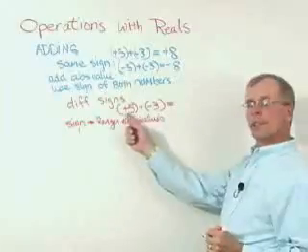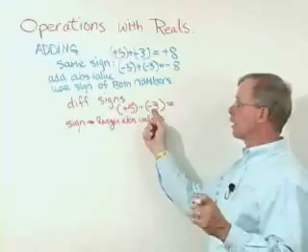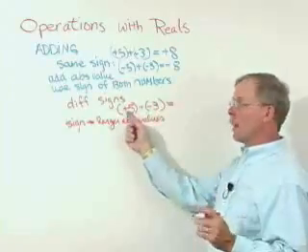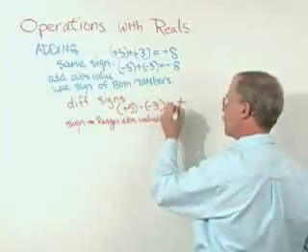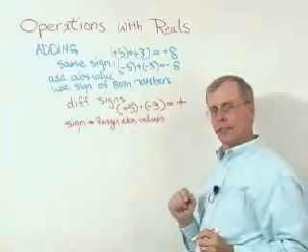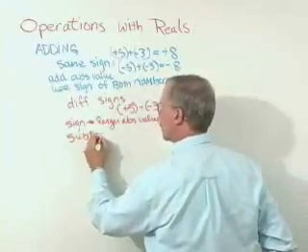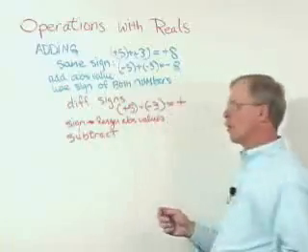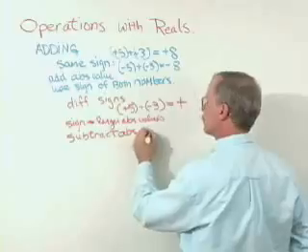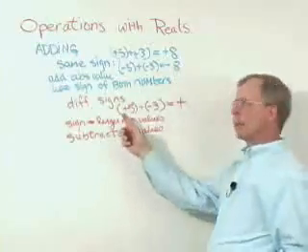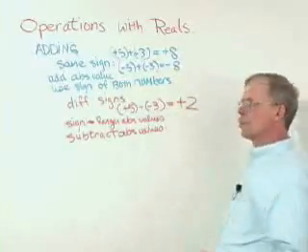So in this case, the absolute value of 5 is 5. The absolute value of negative 3 is positive 3. 5 has the larger absolute value, so the answer to this problem must have a positive sign. And then you subtract as you would with whole numbers, so you subtract their absolute values. In this case, 5 minus 3 is 2.